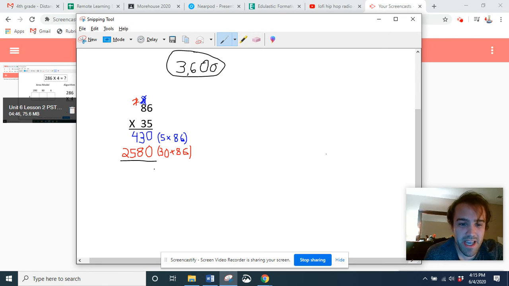Okay, now we just have to add up these two partial products and see what we get. 0 plus 0 is 0, easy. 3 plus 8 is 11. 1 down here, carry the 1. 1 plus 5 is 6, plus 4 more is 10. 0, carry the 1. 1 plus 2 is 3.